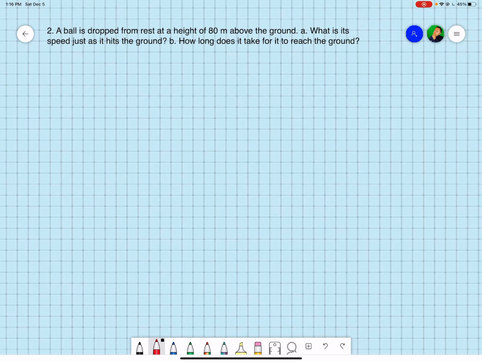All right, so here's the second part. A ball is dropped from rest, height of 80 meters above the ground. What is the speed just as it hits the ground? How long did it take to reach the ground? So let's do the first one. I treat them as separate problems.